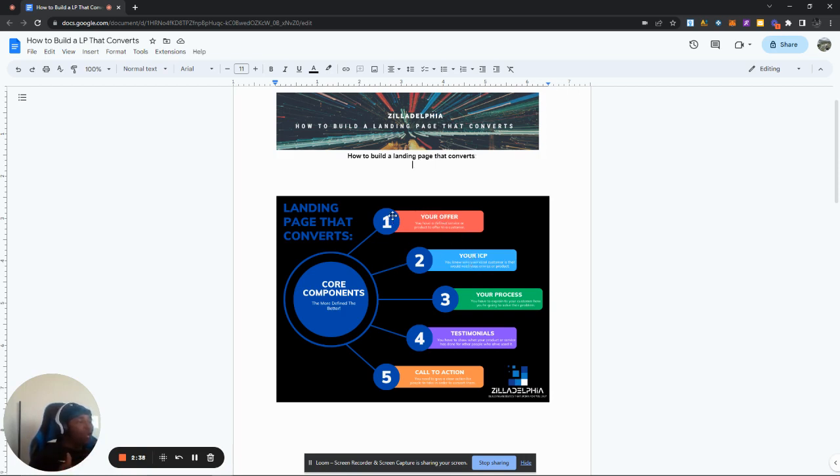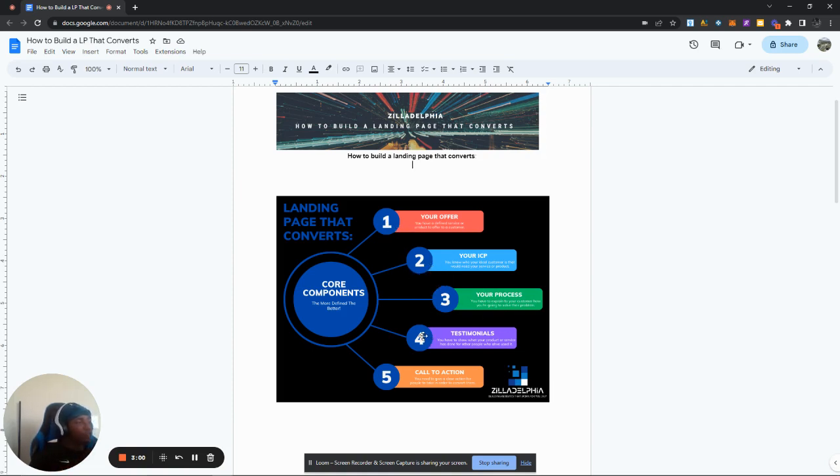These things couple and stack upon each other. The more defined your offer is, the better defined your ideal customer profile is, and that all tunes and resonates with your process overall. So these three things are the backbone of the entire process.